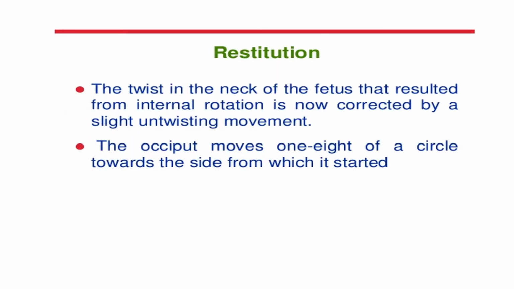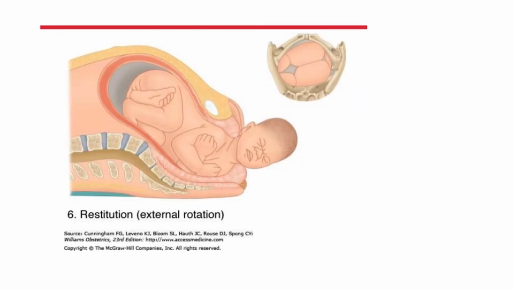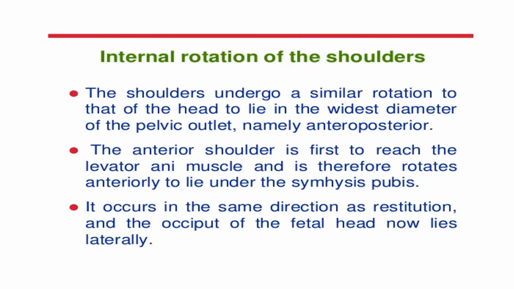Next is restitution. Already I have told you that during the internal rotation, there will be a slight twist in the neck. So this twisting movement will get corrected. That is an untwisting movement of the head. So the twist of the neck will get corrected, and that is known as restitution. This is occurring in the opposite direction of the internal rotation. So here you can see the restitution. Now the head and body are in the same alignment. There is no twist for the neck after the restitution.